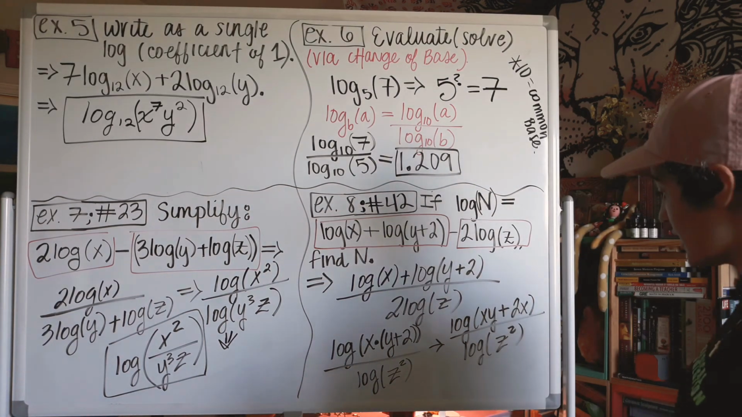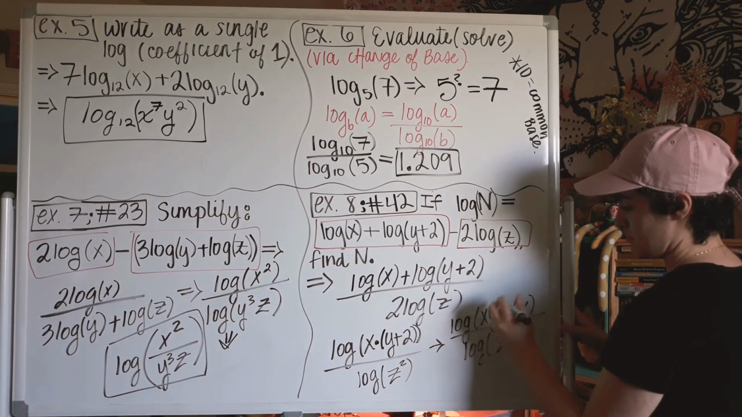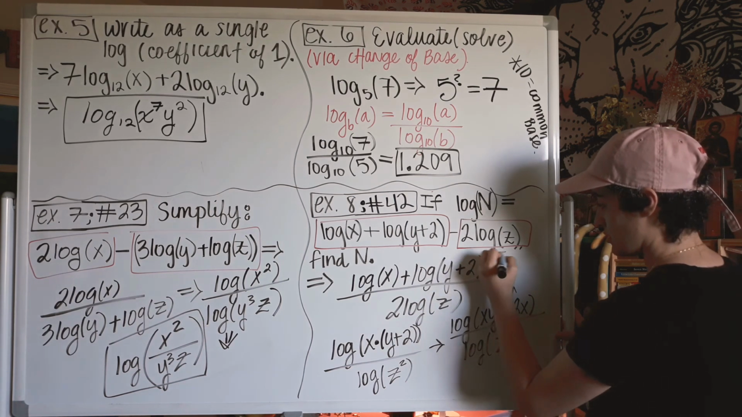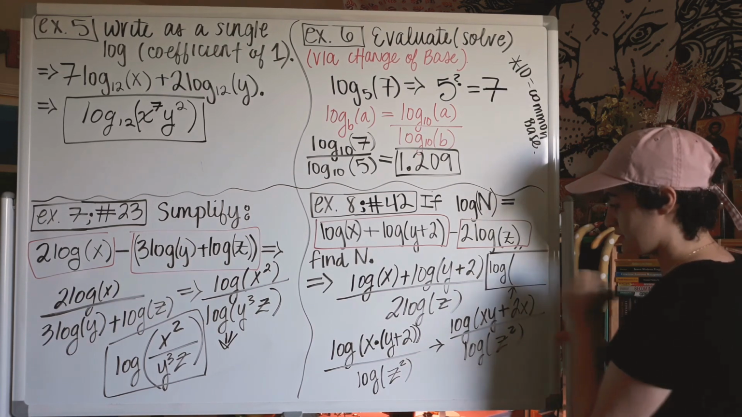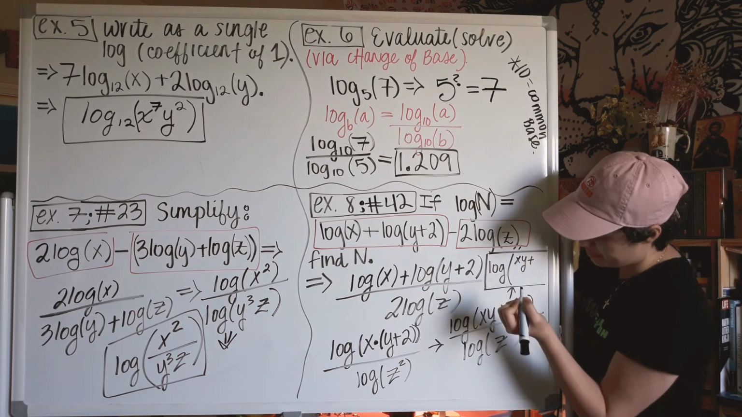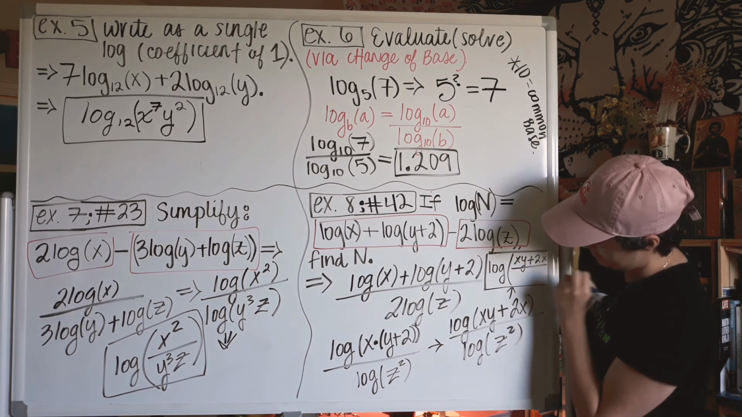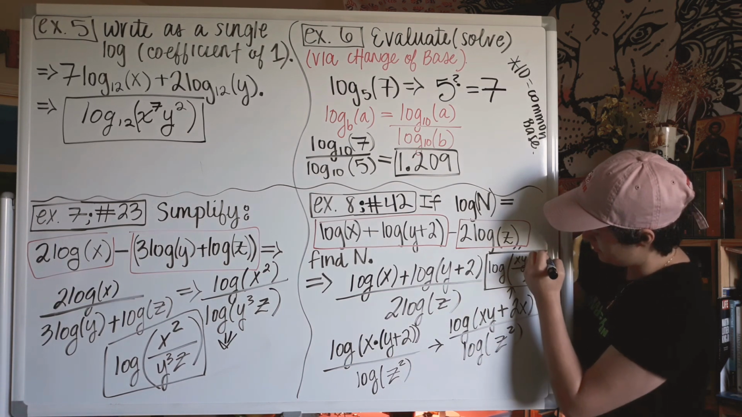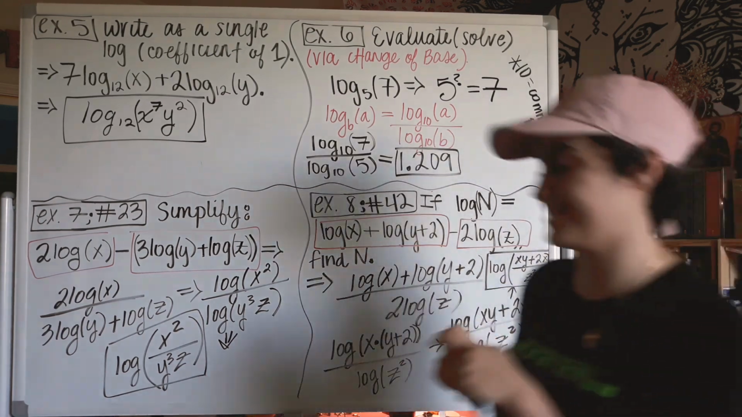And then you pull out that log. I'm just going to go up. I don't have any room. So you pull out that log. Log parentheses xy plus 2x over z squared. Is that it? Is that the answer? Hold on one second.